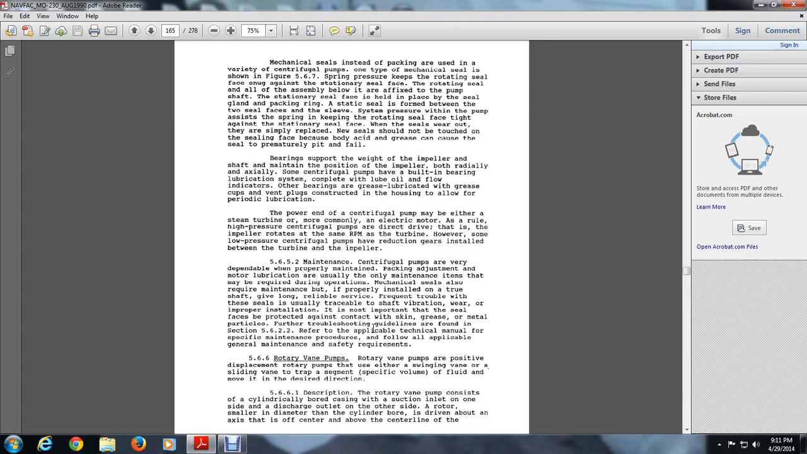When a seal wears out, it is simply replaced. A new seal should not be touched on the sealing face because of the body acid and grease, which cause the seal to pit prematurely and fail. Bearings support the weight of the impeller and shaft, maintaining the position of the impeller both radially and axially.